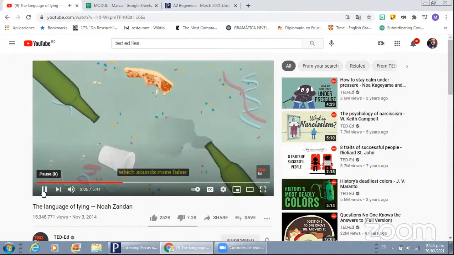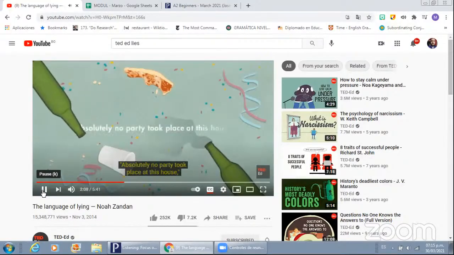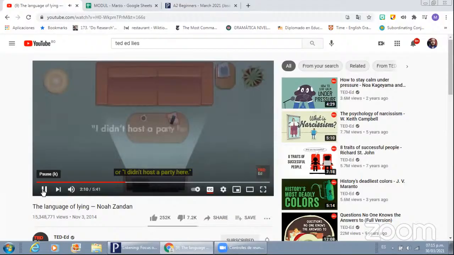Which sounds more false? Absolutely no party took place at this house, right? This is a lie. This is a sentence in third person. Why would you say that, right? It doesn't make sense. You can say something like this, or I didn't host a party here. This is not lying, right? This person is not lying because it's saying, I didn't host a party here. So that's one thing. Let's go to the next one.